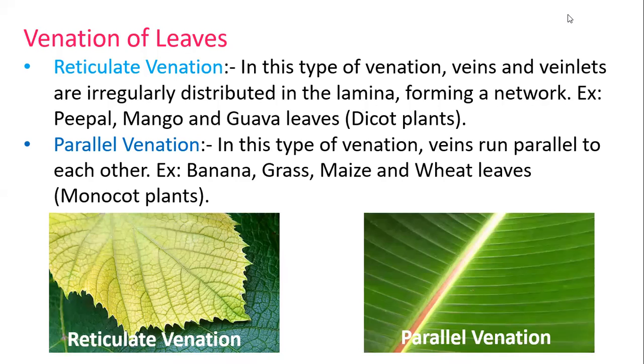Venation of leaves. There are two types of venation: parallel venation and reticulate venation. In reticulate venation, veins and veinlets are irregularly distributed on the lamina, forming a network. Examples: peepal, mango, and guava leaves. These are dicot plants. Parallel venation: in this type of venation, veins run parallel to each other. Examples: banana, grass, maize, and wheat leaves. These are monocot plants.